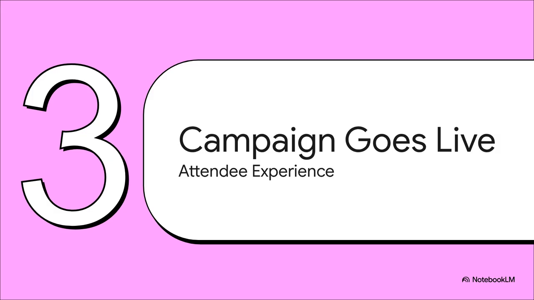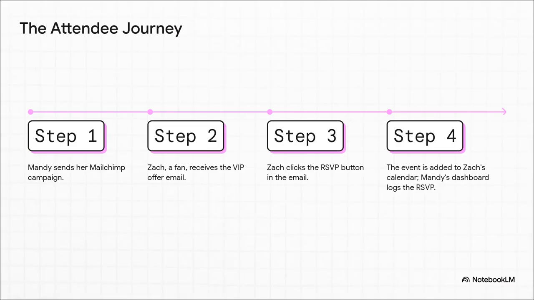So let's flip the script a little. Let's step away from Mandy, the organizer, and see just how smooth this whole thing is for a fan on her list. So, meet Zach. The email lands in his inbox. A free jersey? Yes, please. He clicks that RSVP button, and what happens next is key. An actual calendar invitation is instantly sent to him. He clicks yes, and bam, the event is on his calendar. Meanwhile, back on Mandy's end, her dashboard immediately updates, logging Zach's RSVP. No forms, no friction, just done.